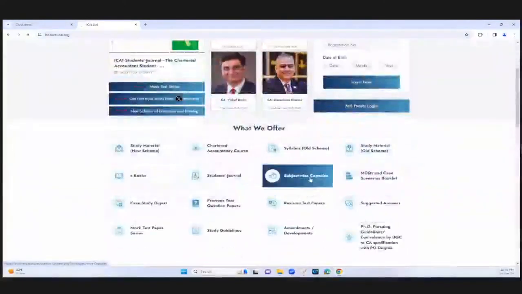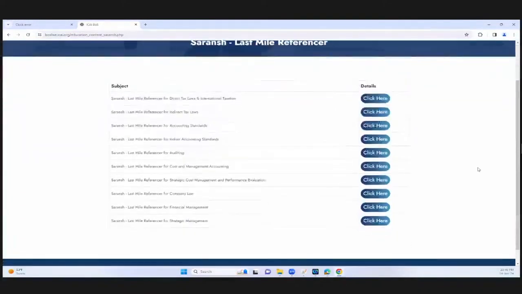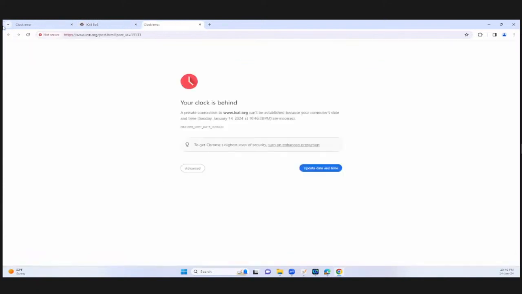Now, if you see subject-wise capsule, you are able to see the screen now. There you find foundation, intermediate, final, and Saransh. When we click Saransh, we find there are 10 different Saransh for different subjects that have been uploaded. For this paper, you have to refer to the Saransh of Indian Accounting Standard. Don't refer to the Saransh of Accounting Standard, because that is the syllabus of your intermediate, so no need to refer to that. However, the Saransh of Indian Accounting Standard is relevant for this paper.